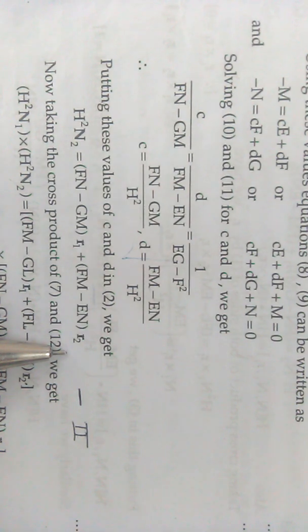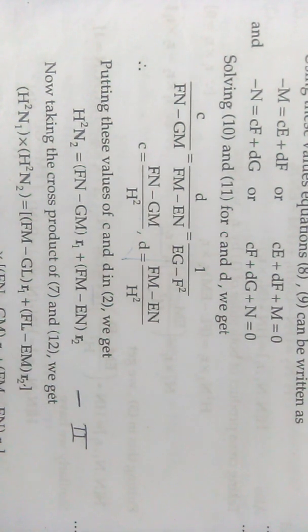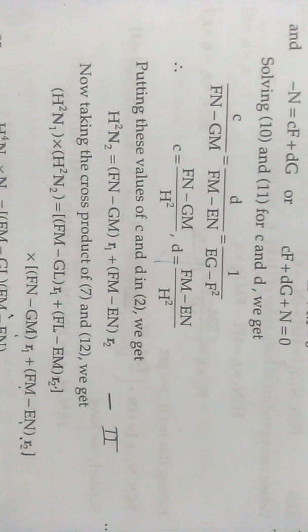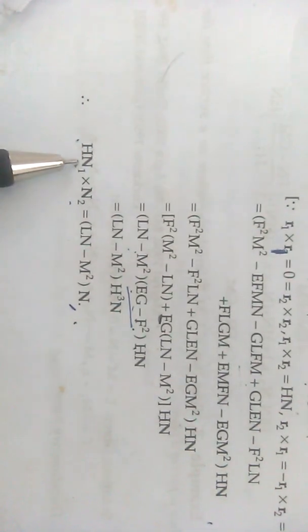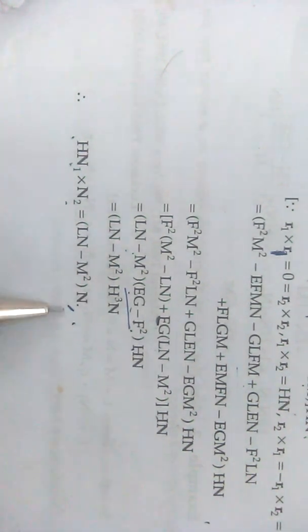So these were the Weingarten equations, which give the derivatives of the unit normal vector to the surface in terms of fundamental magnitudes. Next we deduce a formula by using the Weingarten equations, which is H into n1 cross n2 is equal to (LN − M²) into n. We have to prove this result.